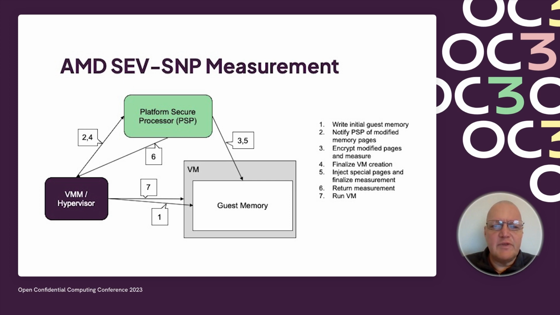Once this is done, the VMM asks the PSP to finalize the VM in preparation for launching it. The PSP injects some special pages at this point, such as the secrets page, and then finalizes the measurement. It returns a measurement to the VMM, which the VMM can then use to check whether the memory was loaded as expected. If everything is in order, the VMM can start the VM. This means that the measurement is done once, and it happens before a single instruction has been executed on the VM.